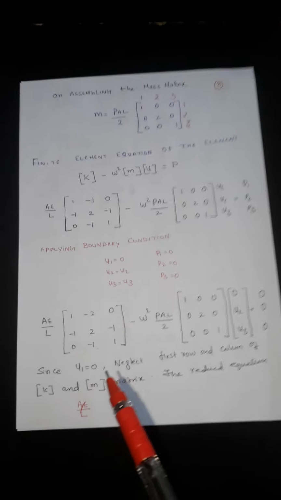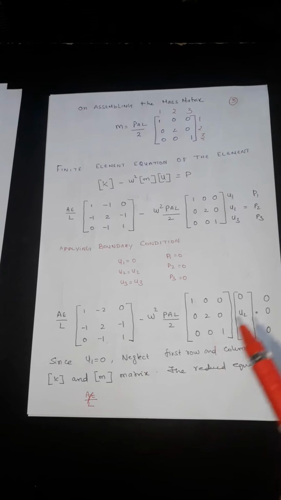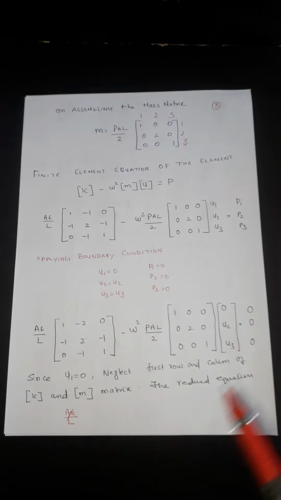So u1 is equal to 0, so neglect the first term. All these terms will go. So 2 minus 1, minus 1 1, and 2 0, 0 1 will be there. So we are going to do the same simplification as we did before.